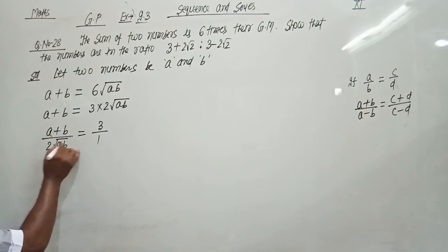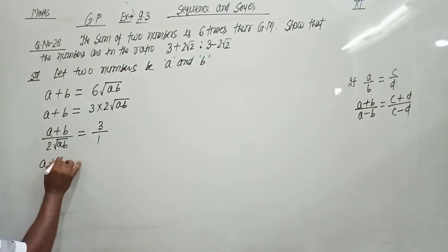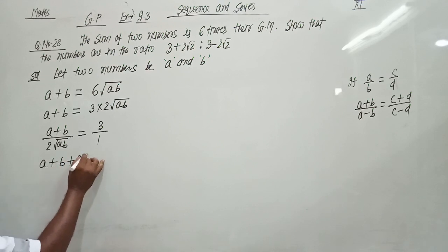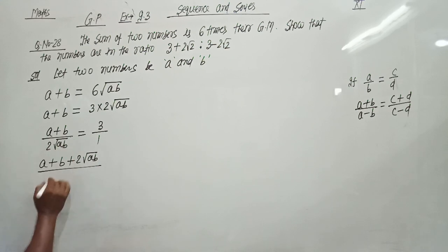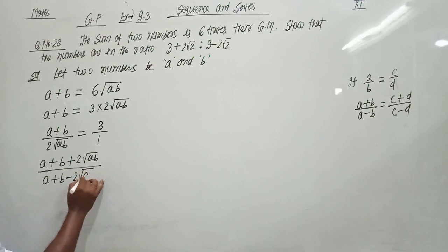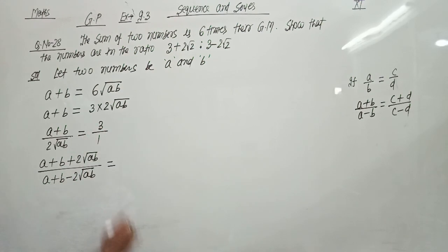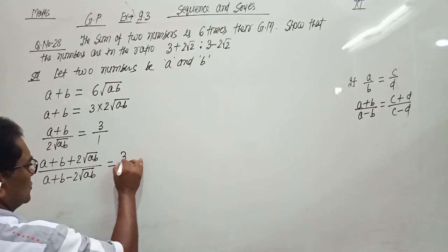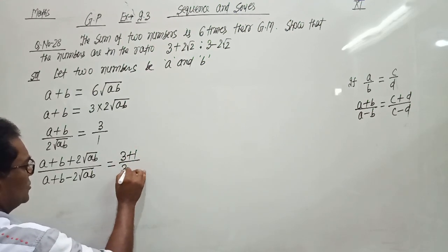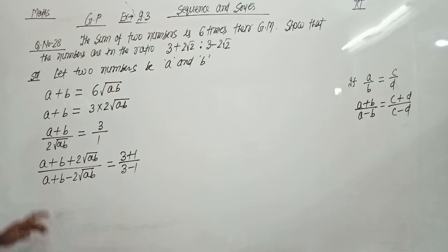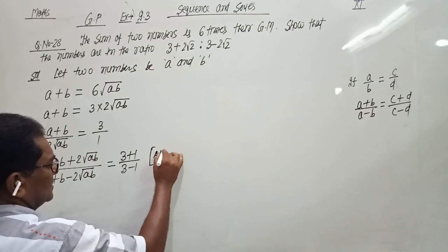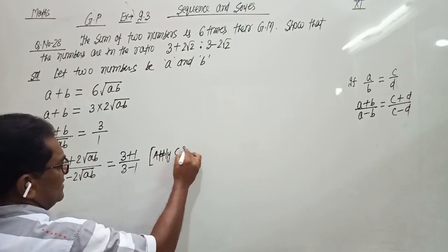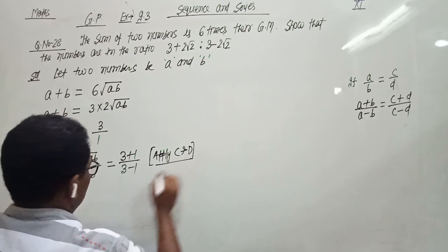So A plus B upon 2 root AB. It becomes A plus B plus 2 root AB once we have added the denominator. Now we subtract the denominator, so A plus B minus 2 root AB. And the same thing we'll do on the right side, so 3 plus 1 upon 3 minus 1. Here we apply C and D, meaning componendo and dividendo.